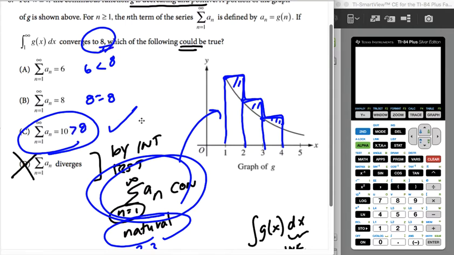The only option that was larger than 8 is C, which is that a sub n, when you sum from 1 to infinity, will sum to 10. Again, it's not saying that it is summing to 10. It's saying which of the following is even a possibility, and the only one here is 10. And that's really a tricky question, because it's not a way that you see the integral test applied all the time.